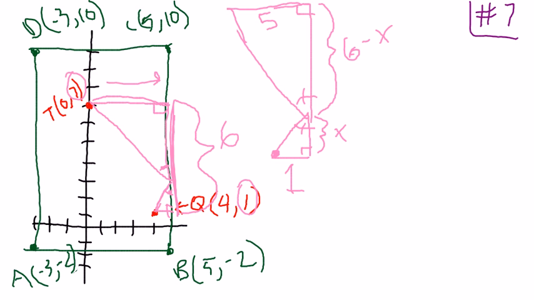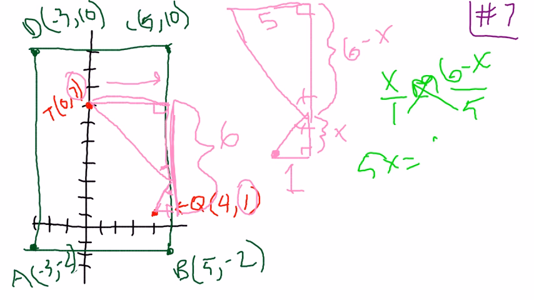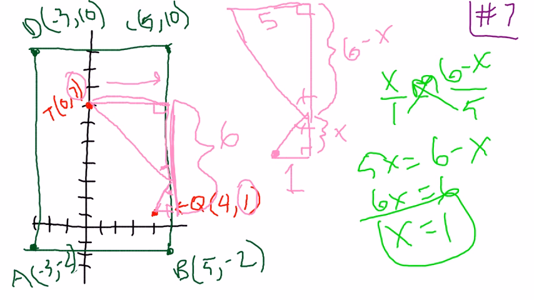Which is sweet because now we can set up our proportions as follows. We can take x over 1, set that equal to 6 minus x over 5. A little bit of algebra, multiplying, we get 5x equals 6 minus x. We can add x to both sides to get 6x equals 6 and x equals 1. That's sweet, but we're not done yet, because remember, x value, that's just representing that height right there, 1.